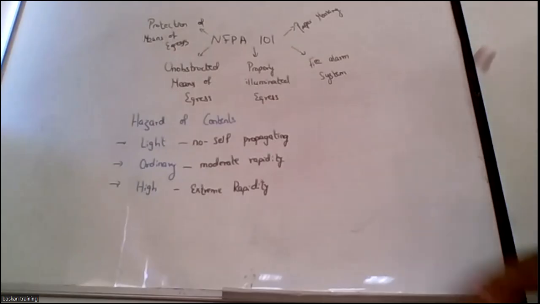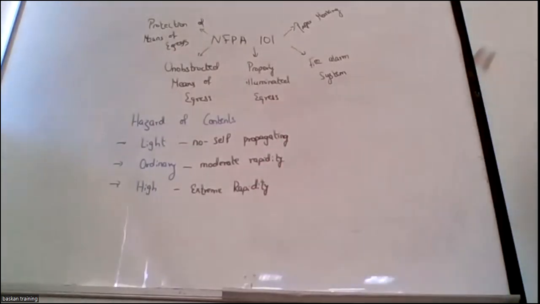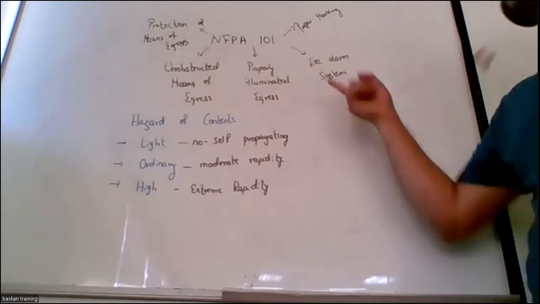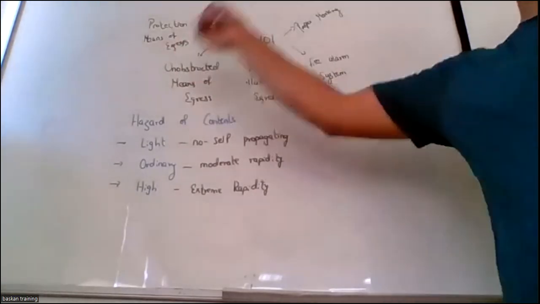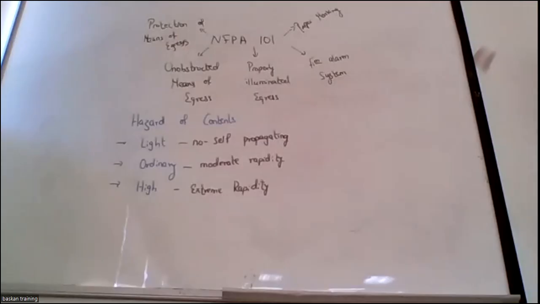The hazard of contents can be categorized into 3 types. Again, NFPA 101, the focus is the hazard of contents. And why is it the focus? Because on the contents only, you can always provide the other parameters. If the parameters of the contents are high hazard, burning with extreme rapidity, your other parameters all change accordingly.